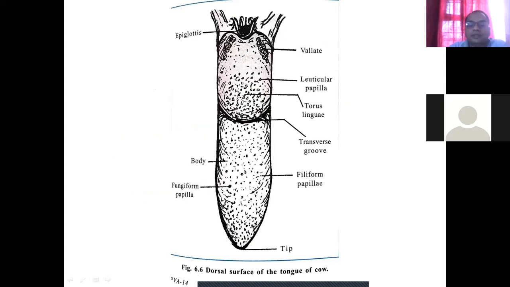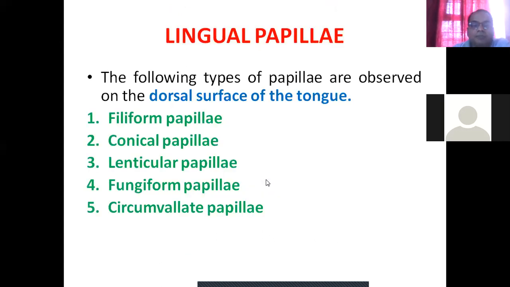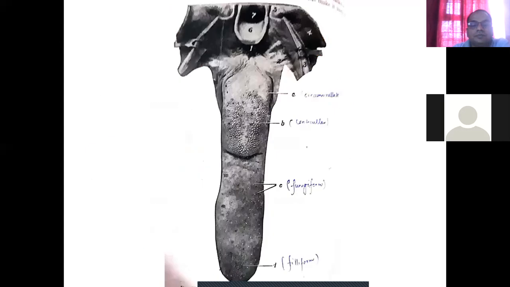How will you differentiate the filiform papillae and the fungiform papillae? These are small papillae, multiple in number on the dorsal surface of the tongue, more prominent on the anterior or front of the fossa lingui. That is the filiform papillae. Here is the filiform papillae. Another papillae you see in the colored picture. This one is the filiform papillae.